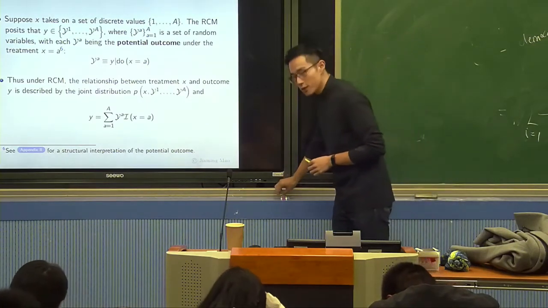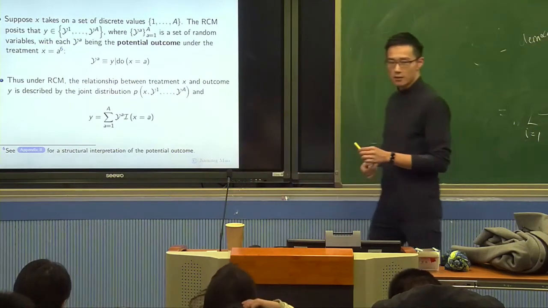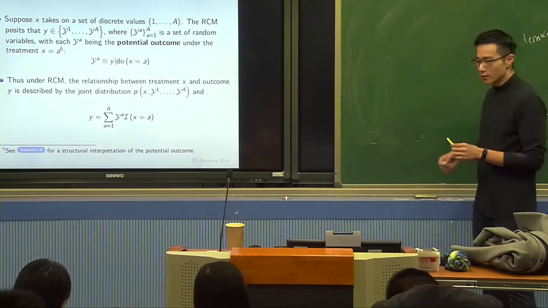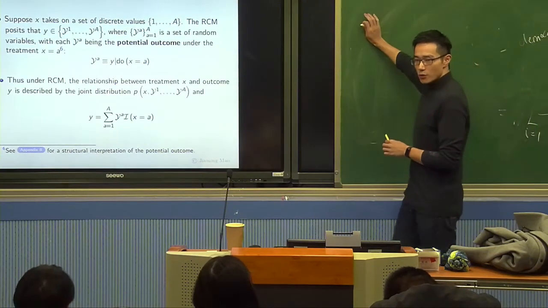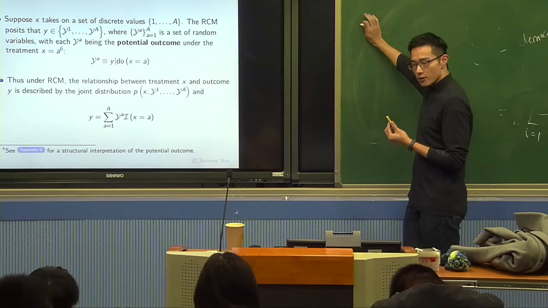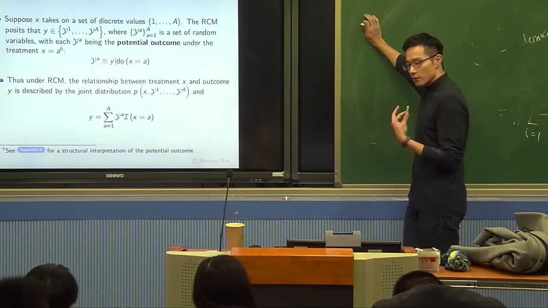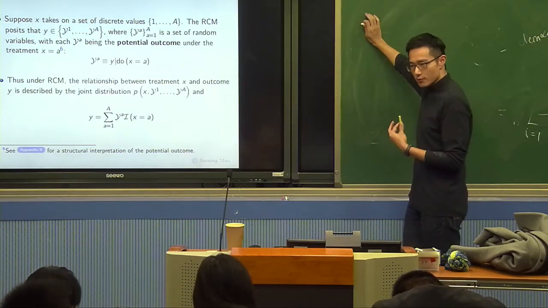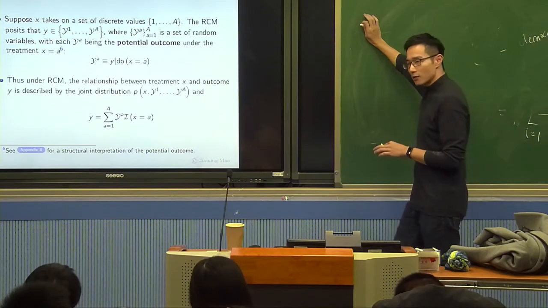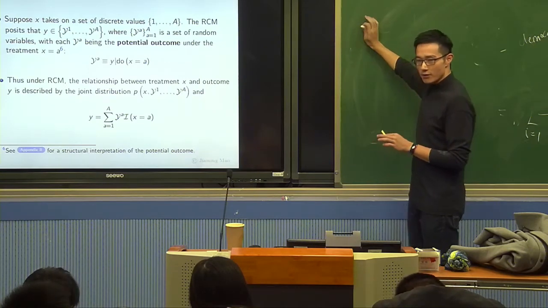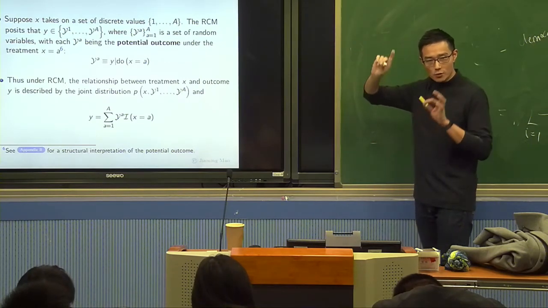Now, I will talk about the shortcomings of the Rubin causal model because I don't like the model very much. But I'll talk about shortcomings later. But here's one shortcoming: because it uses experimental language, it's hard for this model to actually conceptualize or think about continuous treatment.